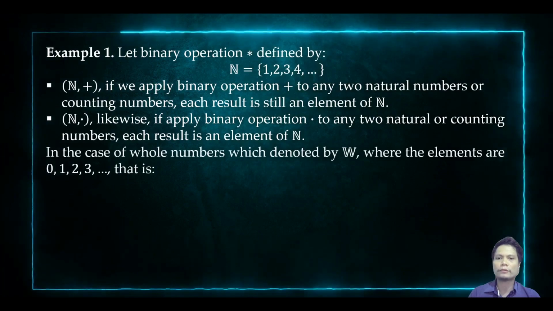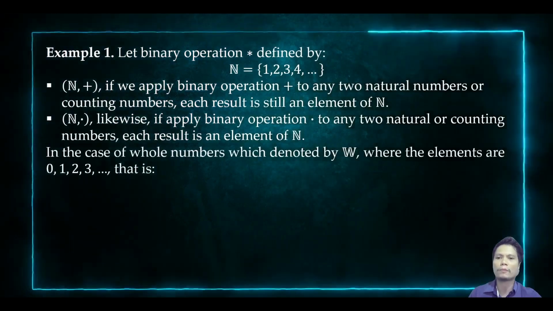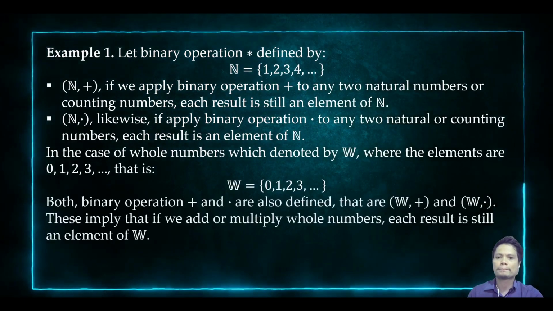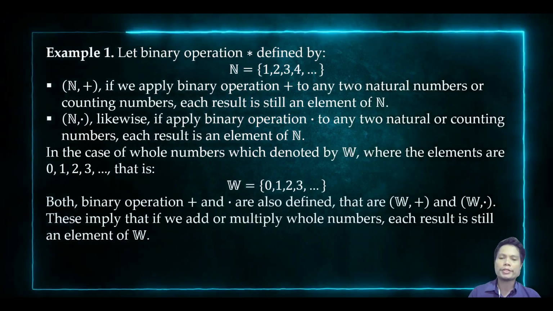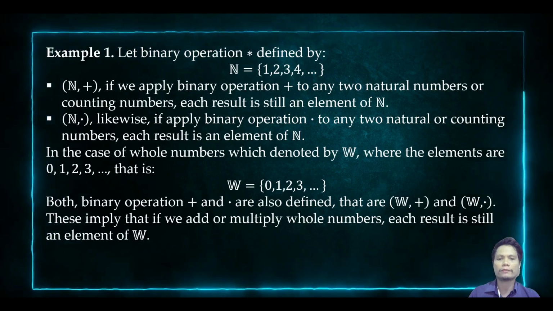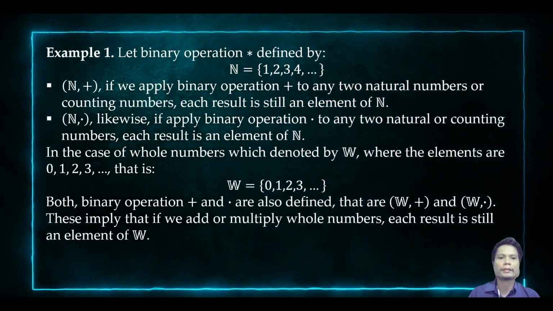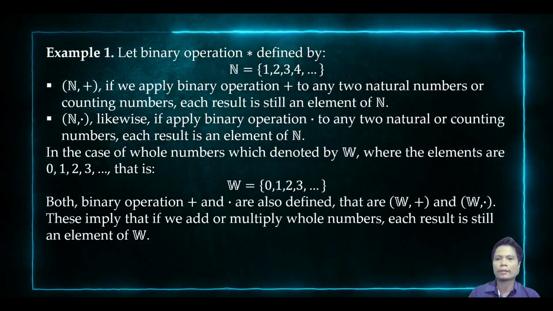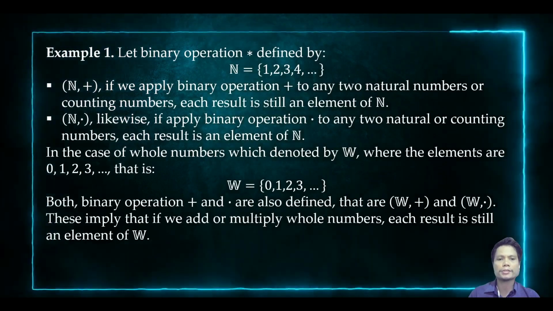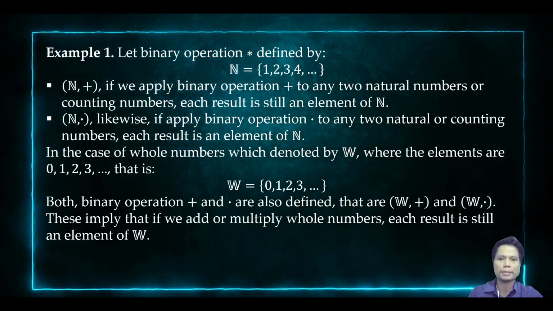In the case of whole numbers, which are denoted by W, where the elements are 0, 1, 2, 3, and so on and so forth, both binary operations, addition and multiplication, are also defined under addition and under multiplication. This implies that if we add or multiply whole numbers, each result is still an element of whole numbers.